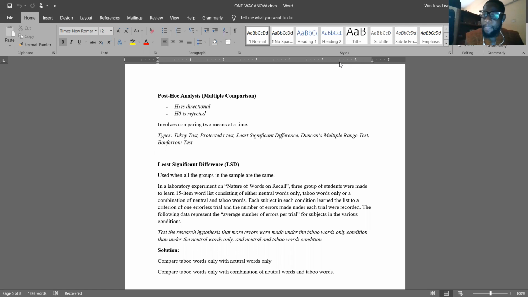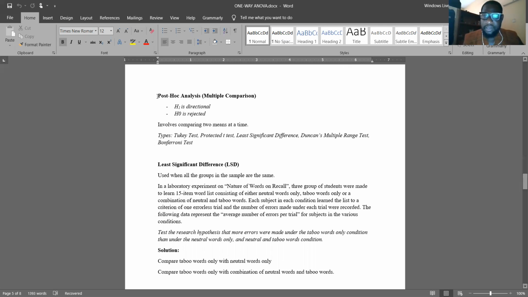Why? Because the F value that you got, which informs you to reject H0, will just tell you that there's a difference existing between the groups, but wouldn't be able to help you find out where the difference in itself lies. So for instance, in the question that we solved, we had three main groups.